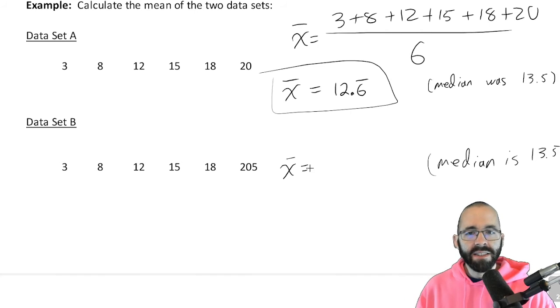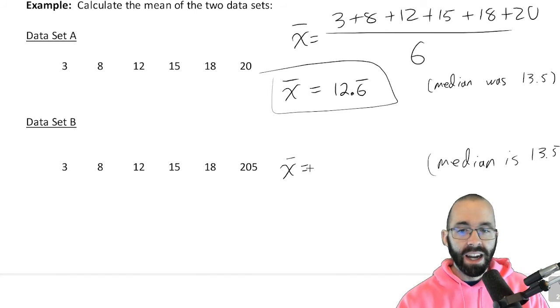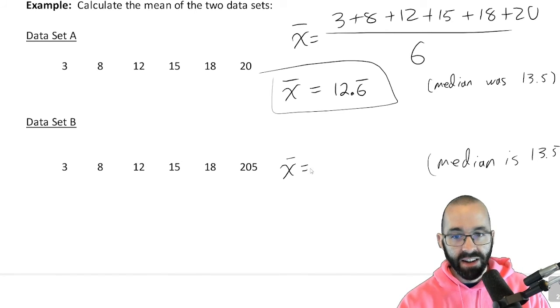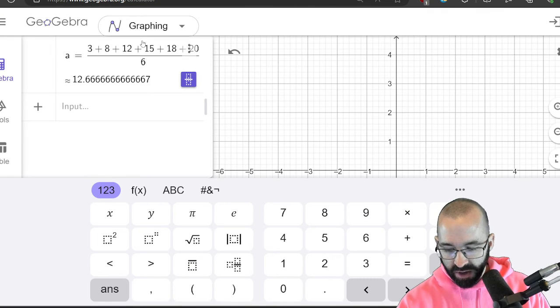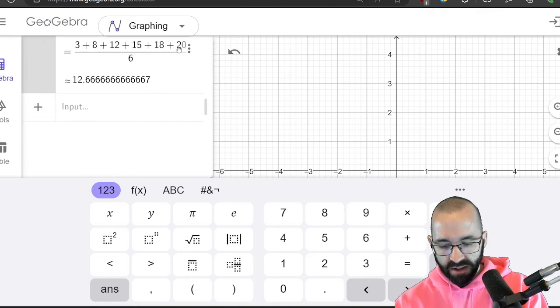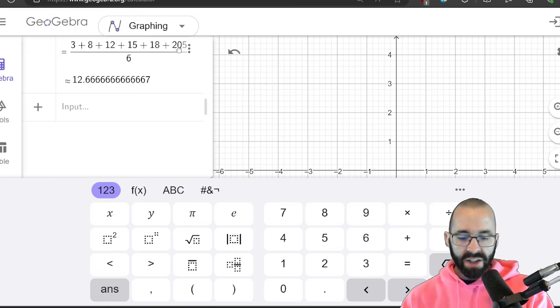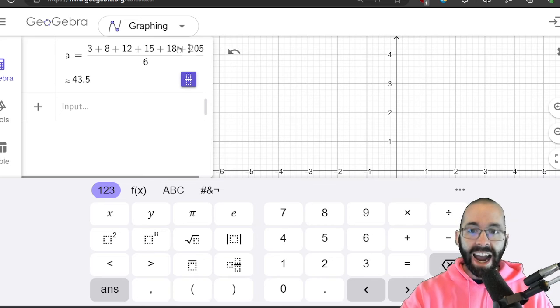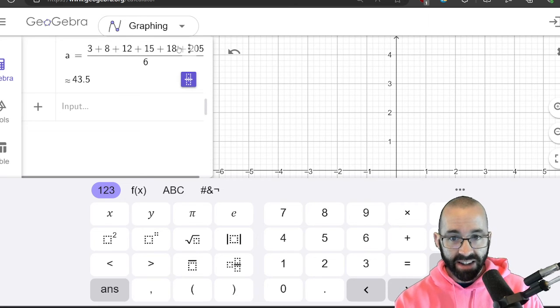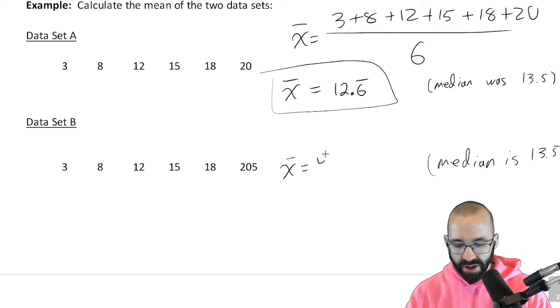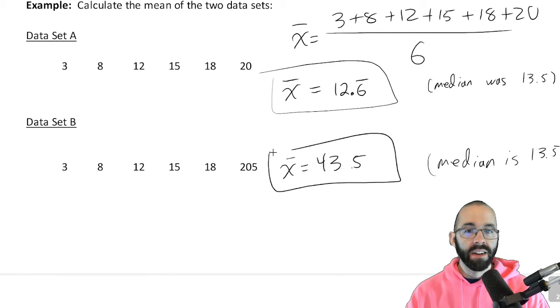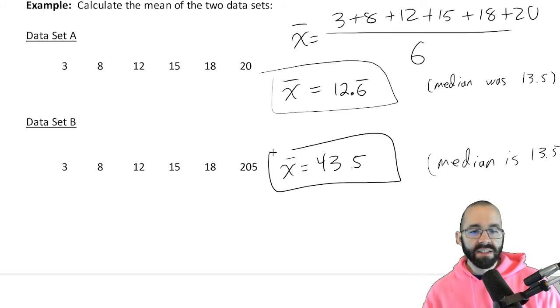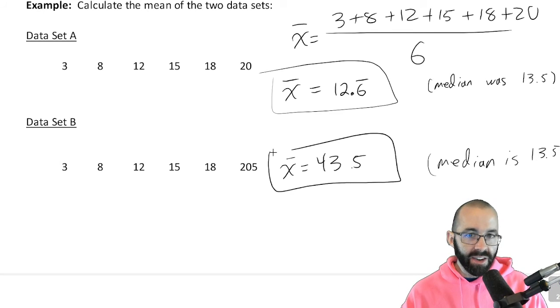When we add up all these numbers, oh my, we're going to add up a 205 in there. If we do that, we can just change our answer. Make sure you press enter after you update it to get it to recalculate. Now the mean is 43.5. Okay. So 43.5. Now the mean is much bigger. And this is one of the things we're going to talk about in the next video.